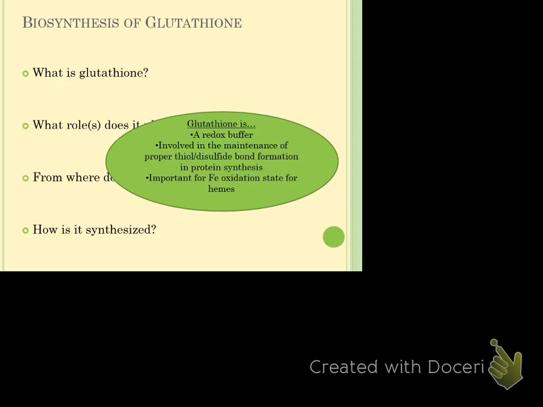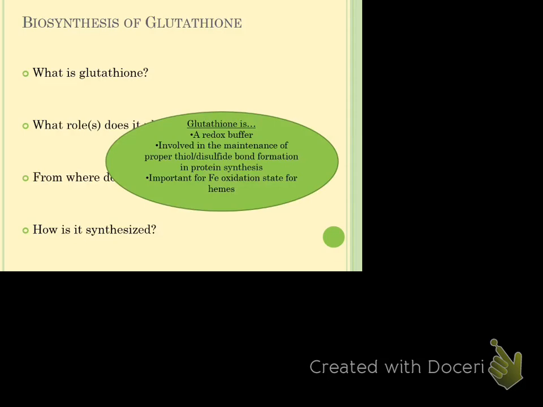So glutathione is a redox buffer. So for example, with hydrogen peroxides and some of these other things that you have to worry about. It's involved in maintenance of proper thiols and disulfide bonds for protein synthesis, and also to keep them from forming aberrant protein, I'm trying to think of a good word for it, protein plaque formation, like amyloids and things like that. And then it's also important for iron oxidation states for the hemes, because it can donate and accept electrons. So it helps to keep your hemes going well.